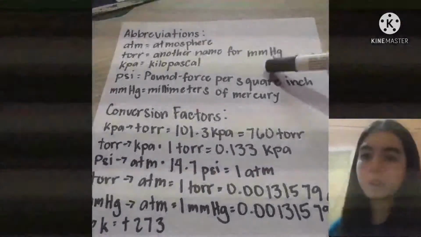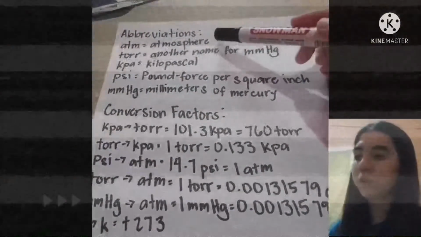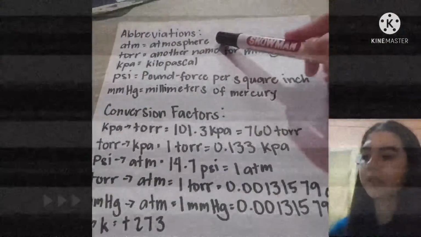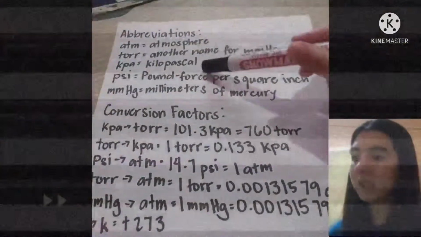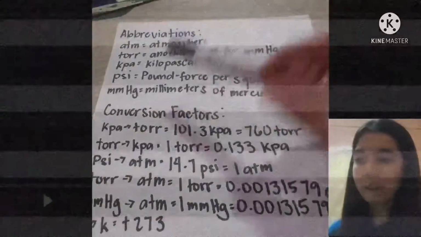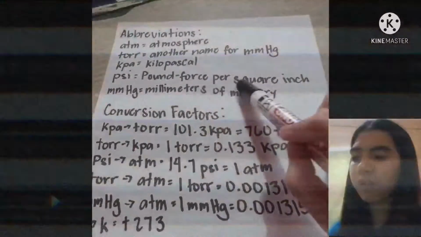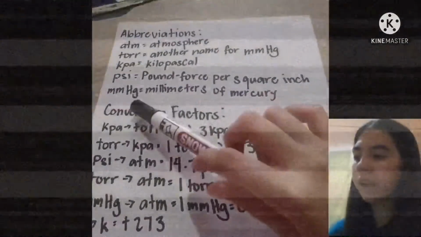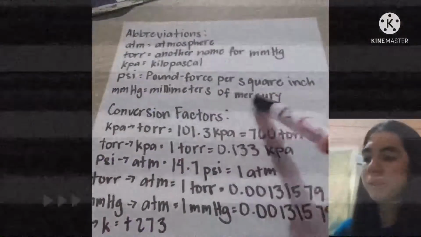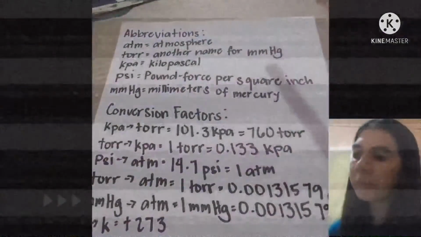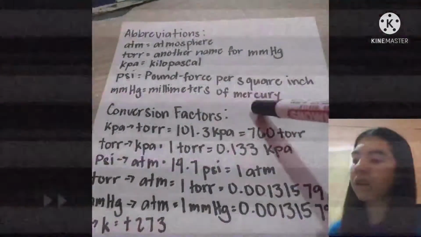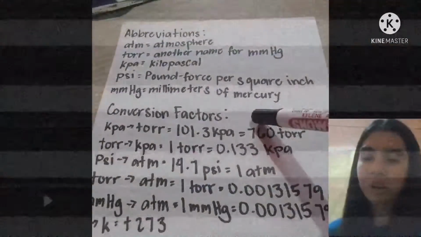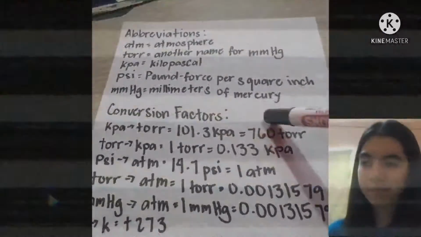So, ito yung mga units na ginagamit natin. For pressure, we use atm, meaning atmosphere; torr, or another name for mmHg; kPa, or kilopascal; PSI, meaning pound-force per square inch; and mmHg, meaning millimeters of mercury. And sa temperature, meron tayong dalawang units: letter C for Celsius and K for Kelvin.